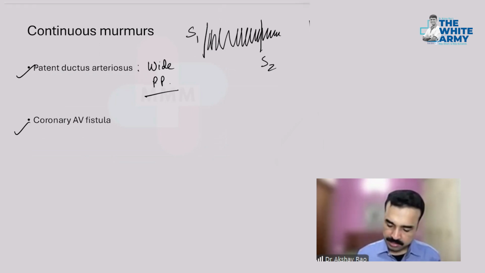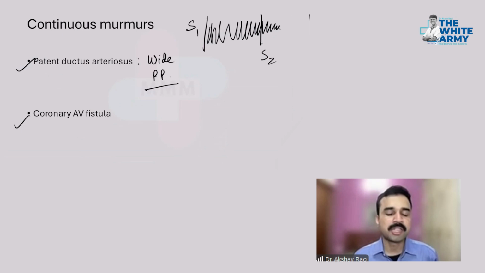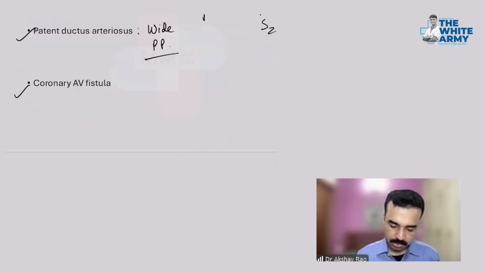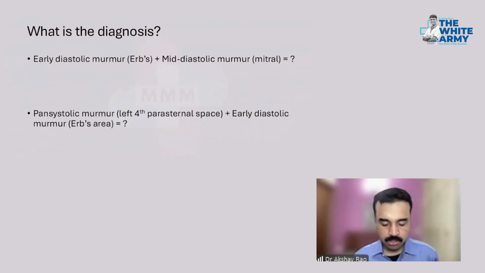Coronary fistula is yet another very rare cause of continuous murmur. Rupture of sinus of Valsalva is another cause for continuous murmur. But these are all complicated, rare causes. So for continuous murmur, I'm sorry. Just before I end, a couple of questions.